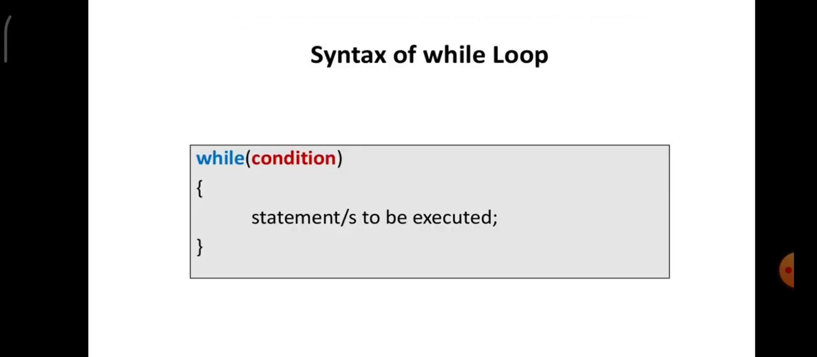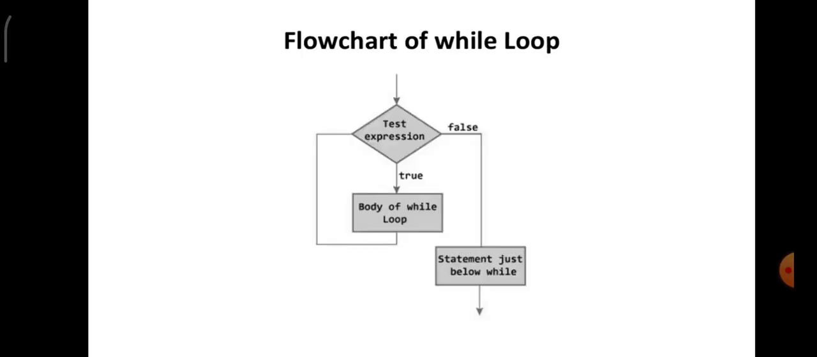The syntax of while loop, as I have already told you, is while open bracket condition close bracket. If that is true, statements to be included. Since I have given it as statements, because if you have only one statement, there is no need for the curly braces. But if you have more than one statement, you have to include the curly braces, open and close, and do not forget to include the semicolon.